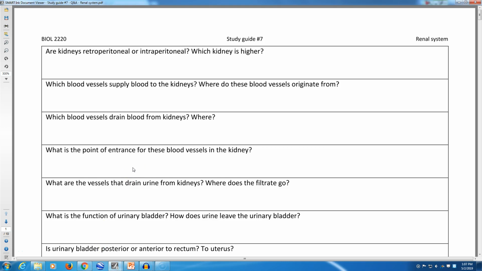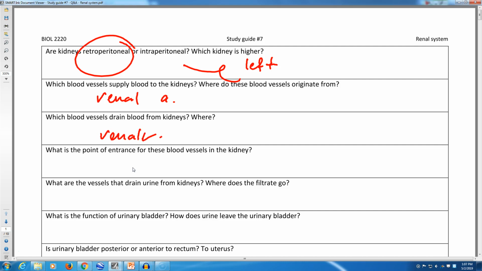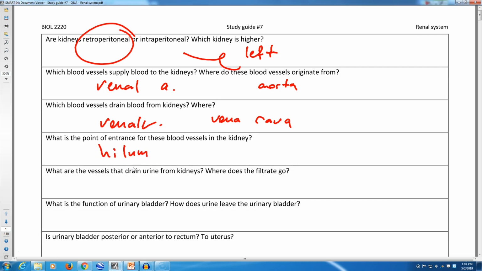So the kidney is retroperitoneal. Left kidney is higher. Renal arteries originate from the aorta, and renal veins drain blood away into the vena cava. Point of entrance is the hilum.